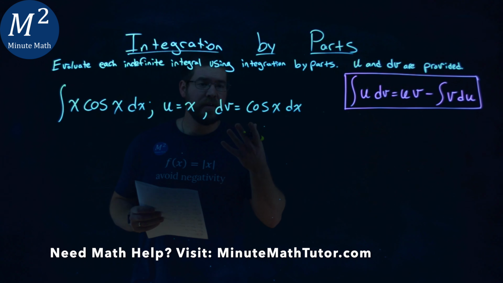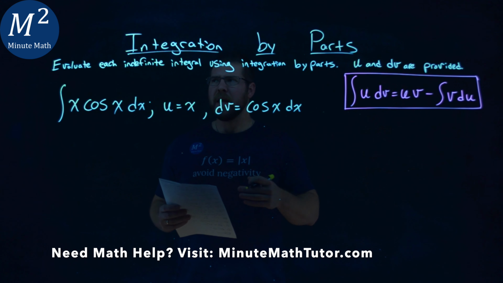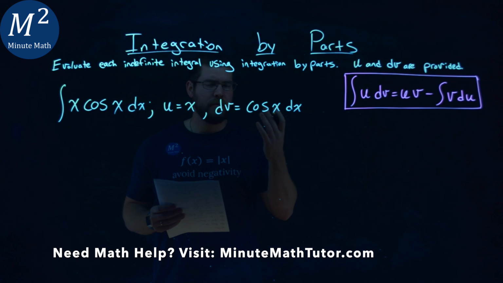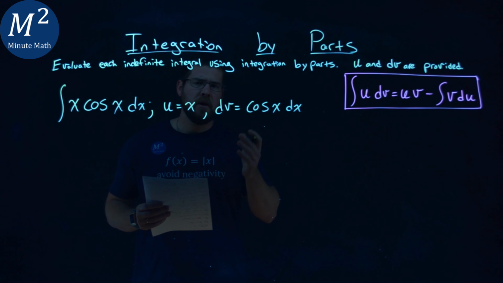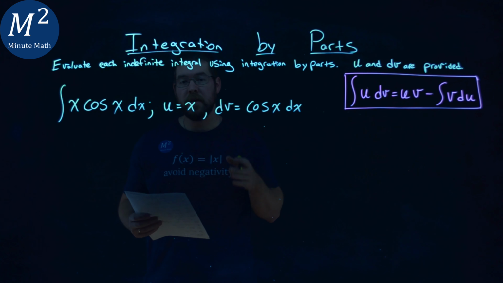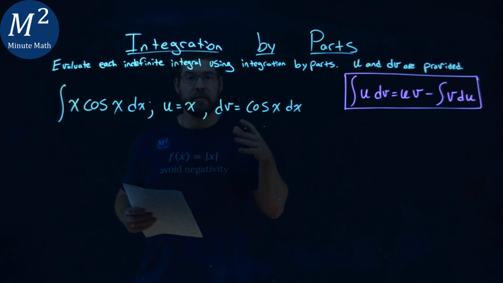We're given this problem right here, the integral of x cosine x dx, and we're given the u value of x and dv value of cosine x dx, and we have to evaluate this indefinite integral using integration by parts. So since we already have our u and dv, let's go find our du and v.